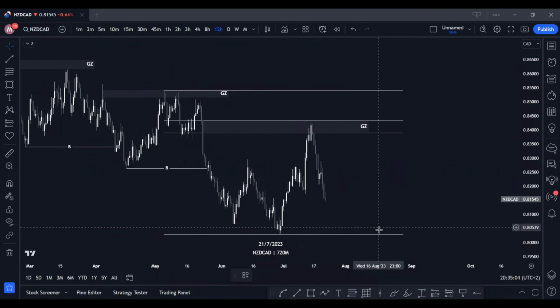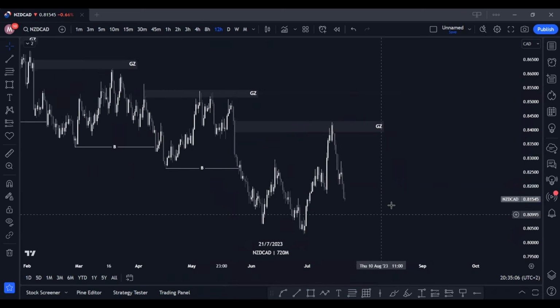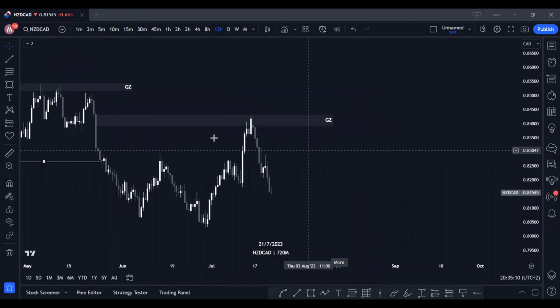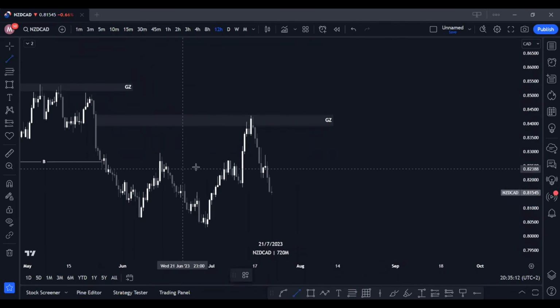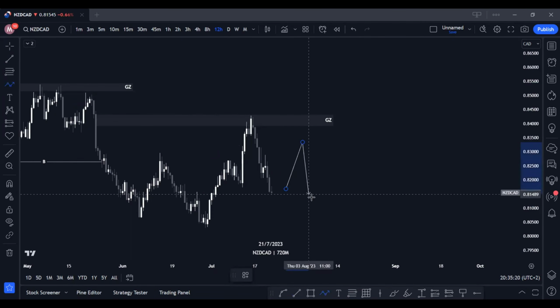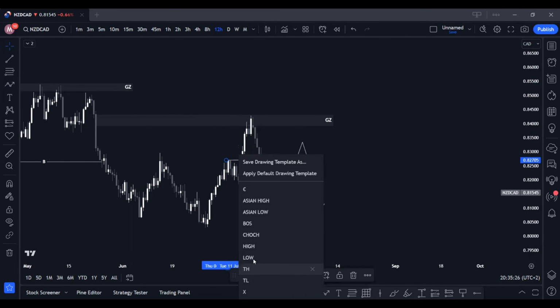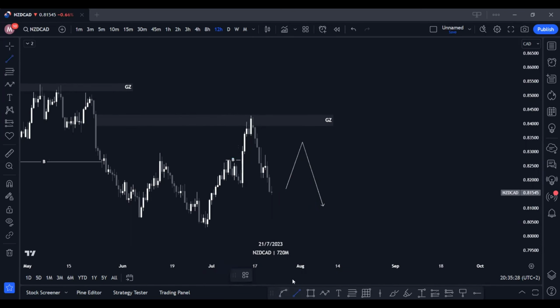Okay, and yeah, that's it for NZD CAD. So what we're looking for is that if price retraces back to this area here, we'll be looking to take our confirmation entries, because we have this break of structure here, and we have this change of character here.